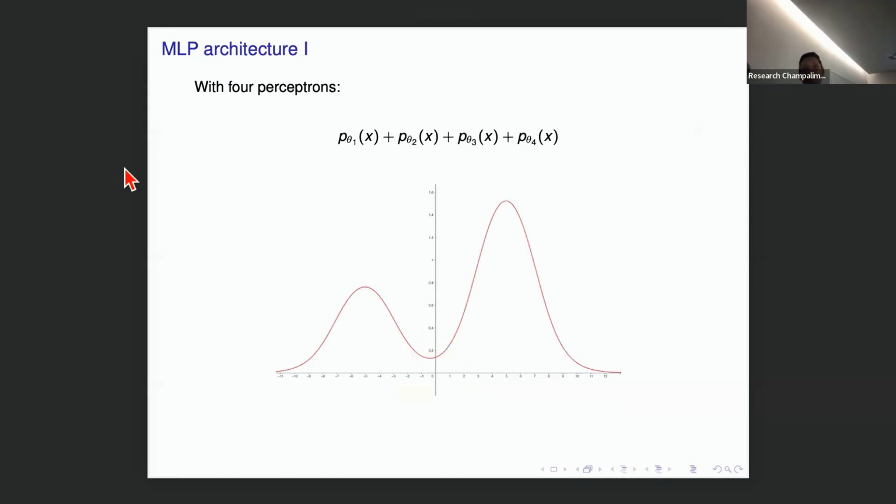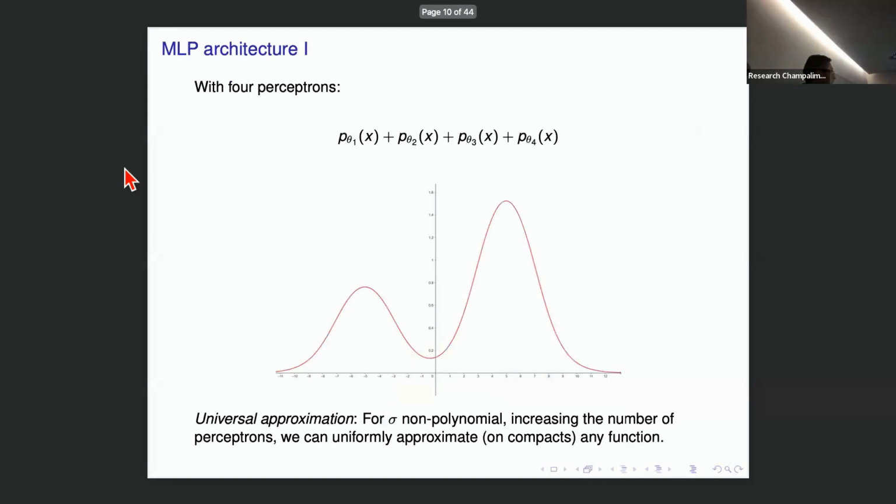Here is an example. And you can continue adding perceptrons, and that's a theorem that was alluded to in the previous talk, a universal approximation theorem that says that if the activation function sigma is not a polynomial, then by increasing the number of perceptrons, you can uniformly approximate on compact sets any function with any precision that you like. So it's a denseness theorem in the uniform topology on compact sets.